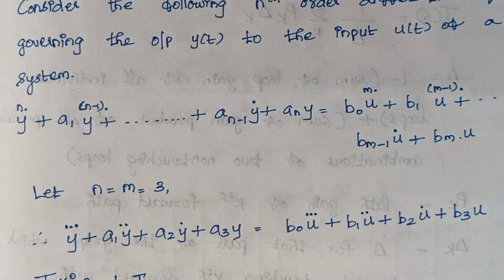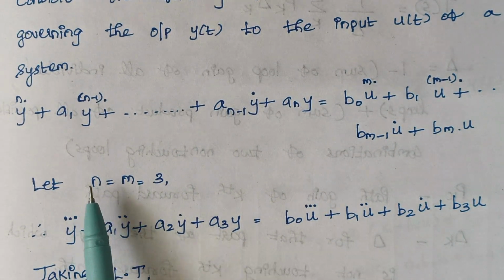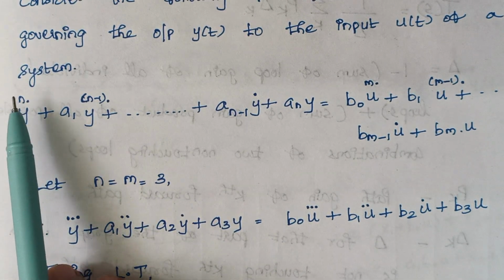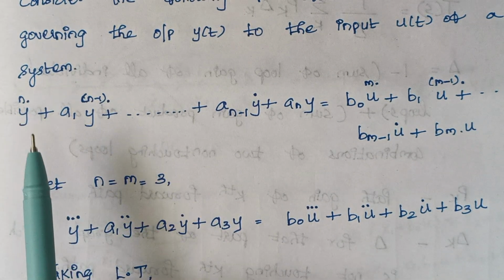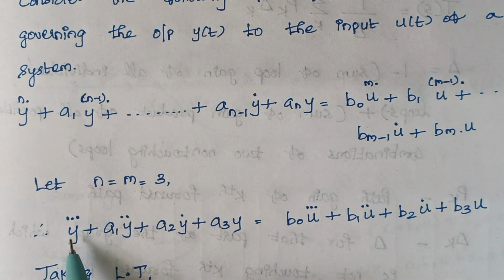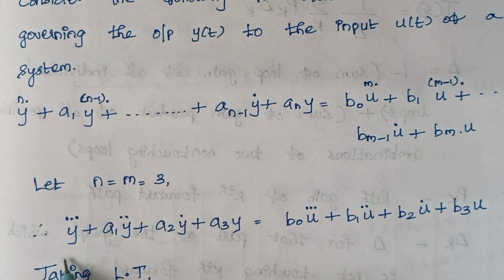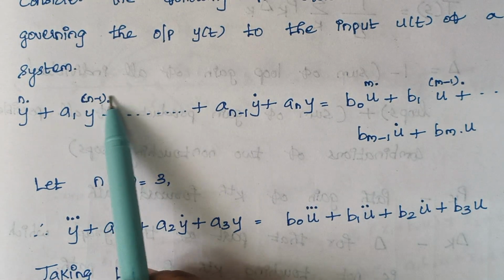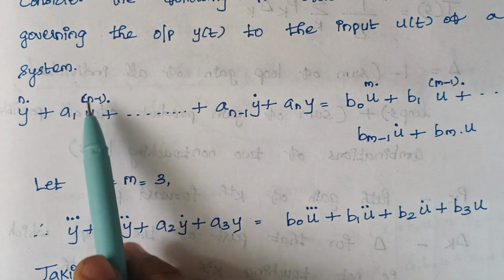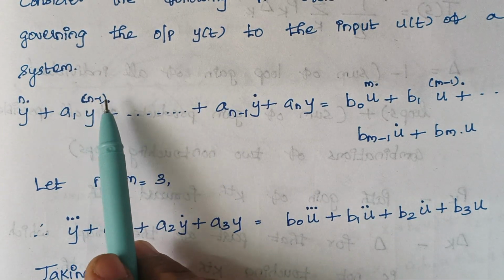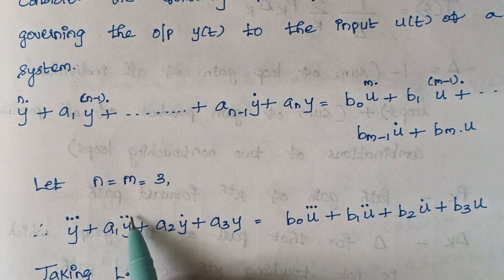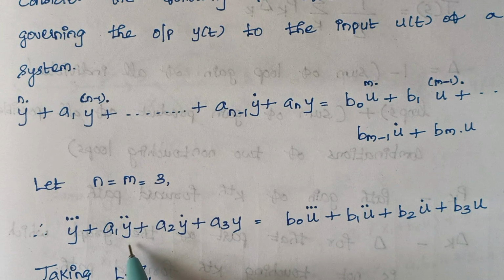So now since we had selected the value of n and m as 3, right? Here we are having y to the power n, right? So y is differentiated thrice, right? Therefore, we are having 3 dots here. And similarly, plus a1 into y to the power n minus 1. So 3 minus 1 is 2. So y is differentiated twice. So there are 2 dots above y, right?